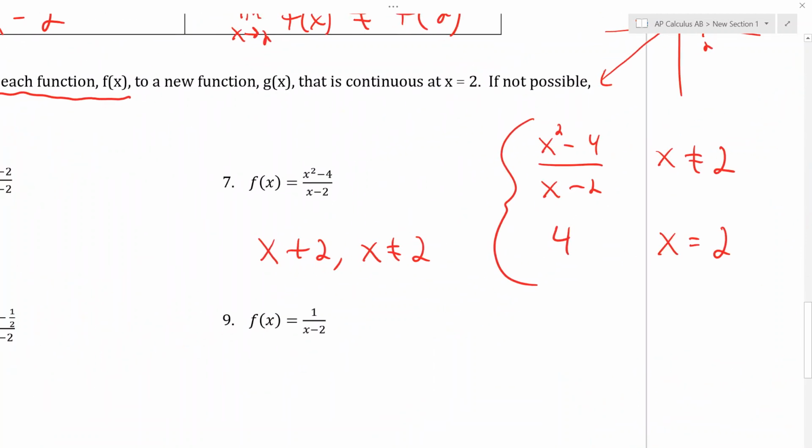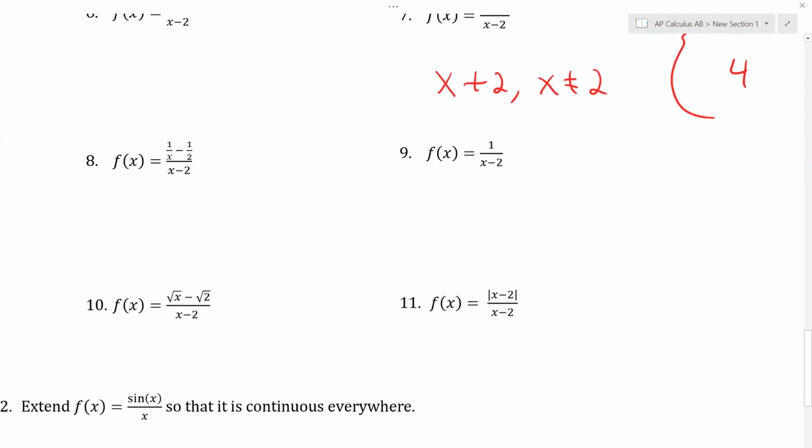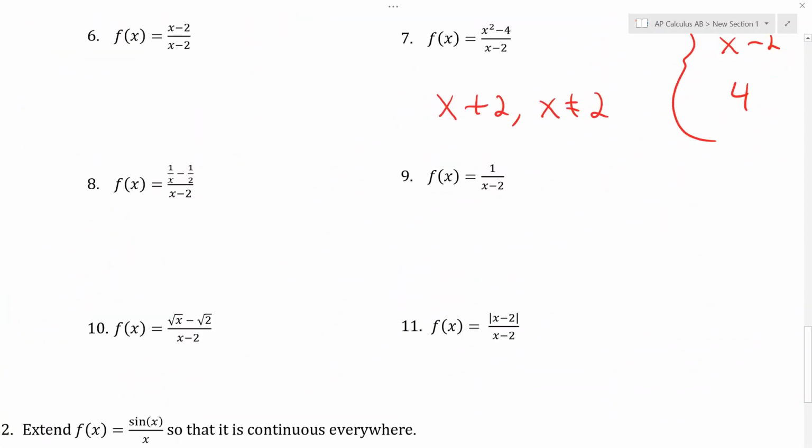Okay. I think the most important question on this paper, you can try the rest. What do you know about 9 real quick? What's happening at 2? A vertical asymptote. You can't make that continuous, okay? So that's what I mean. You can only make it continuous if there's a hole. But really, the big picture is the limit exists if there's a hole.